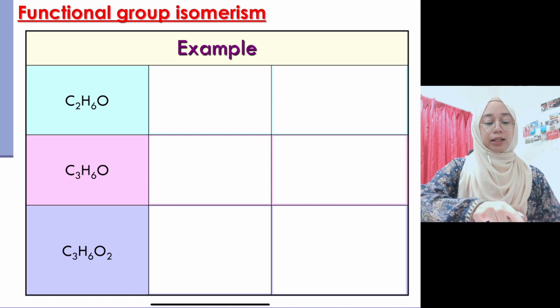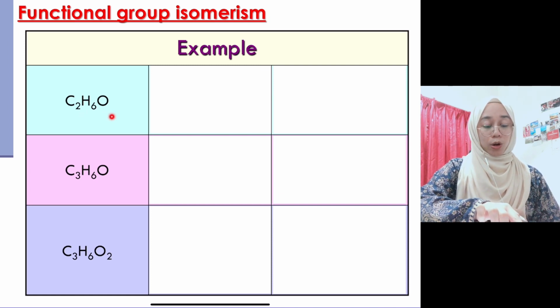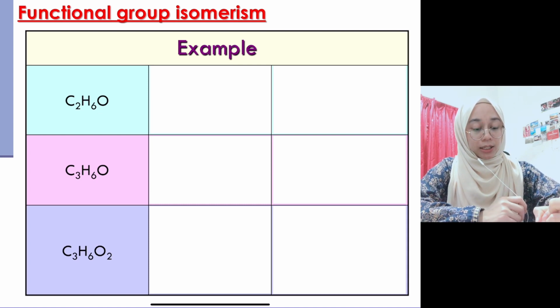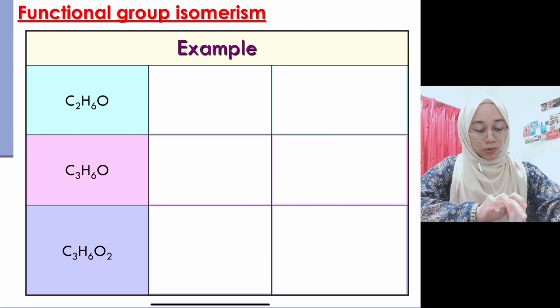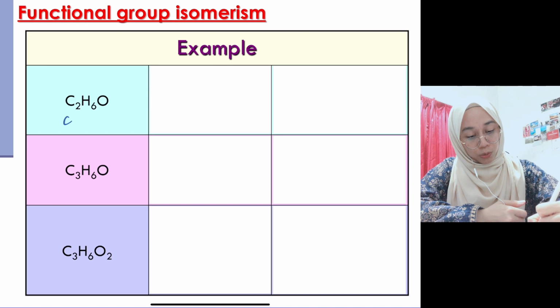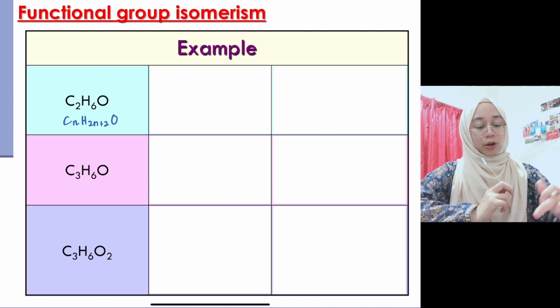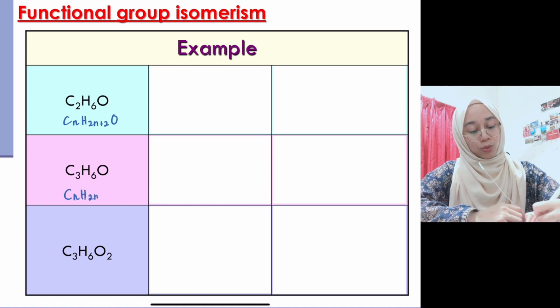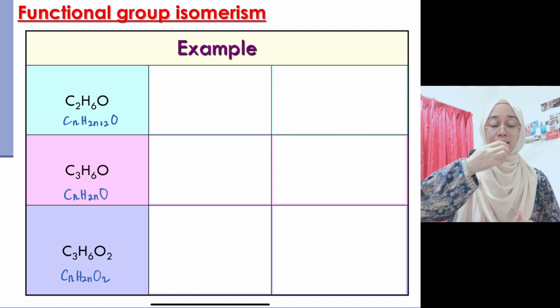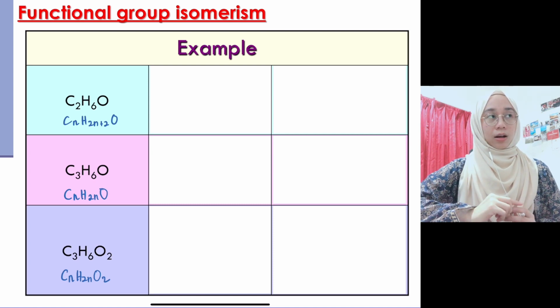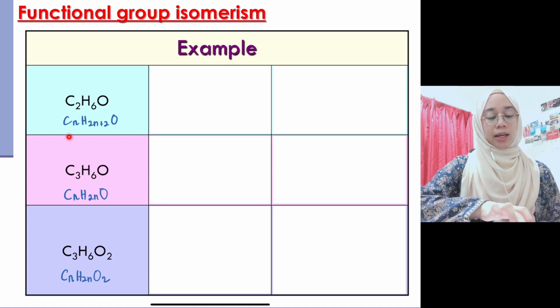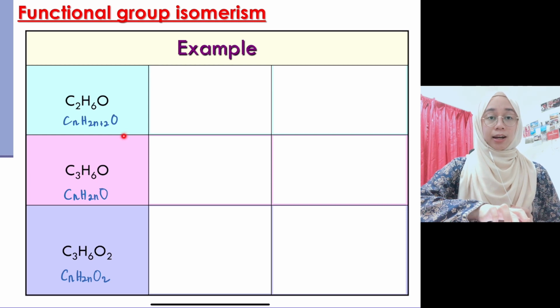So for example here, we have the molecular formula C2H6O. According to this, we can arrange it as CnH2n+2O. If n equals 2, then 2 times 2 is 4, plus 2 is 6. So this is the general formula. The one below is CnH2nO, and the one below that is CnH2nO2. For the class of compound that has the same general formula, CnH2n+2O, that is between alcohol and ether.